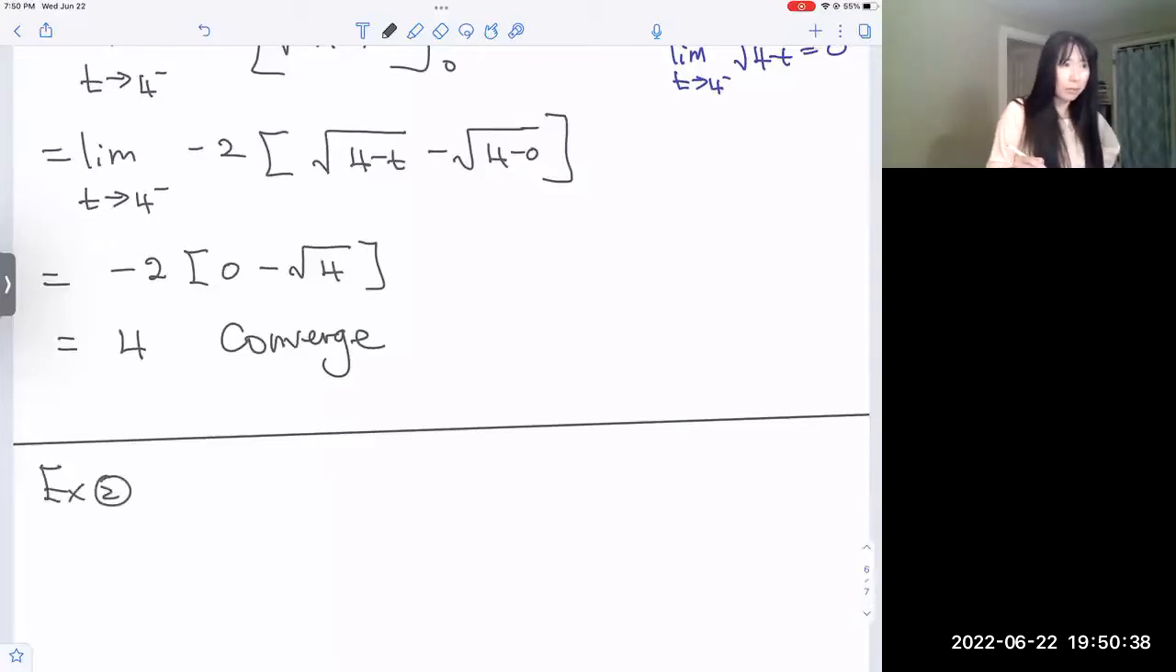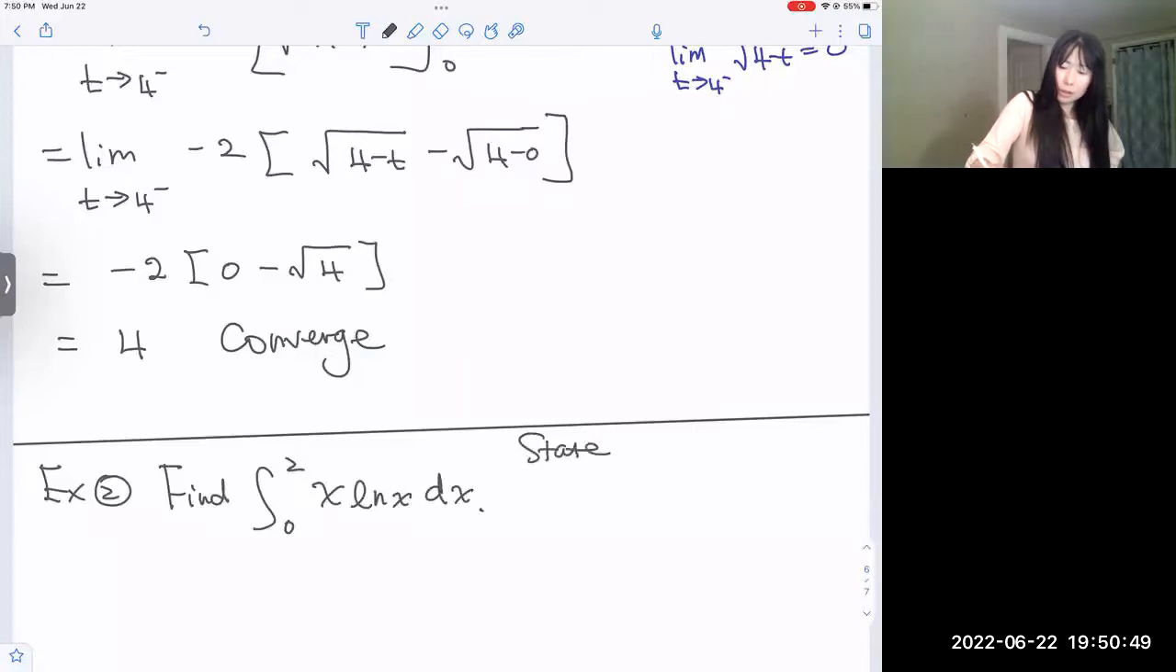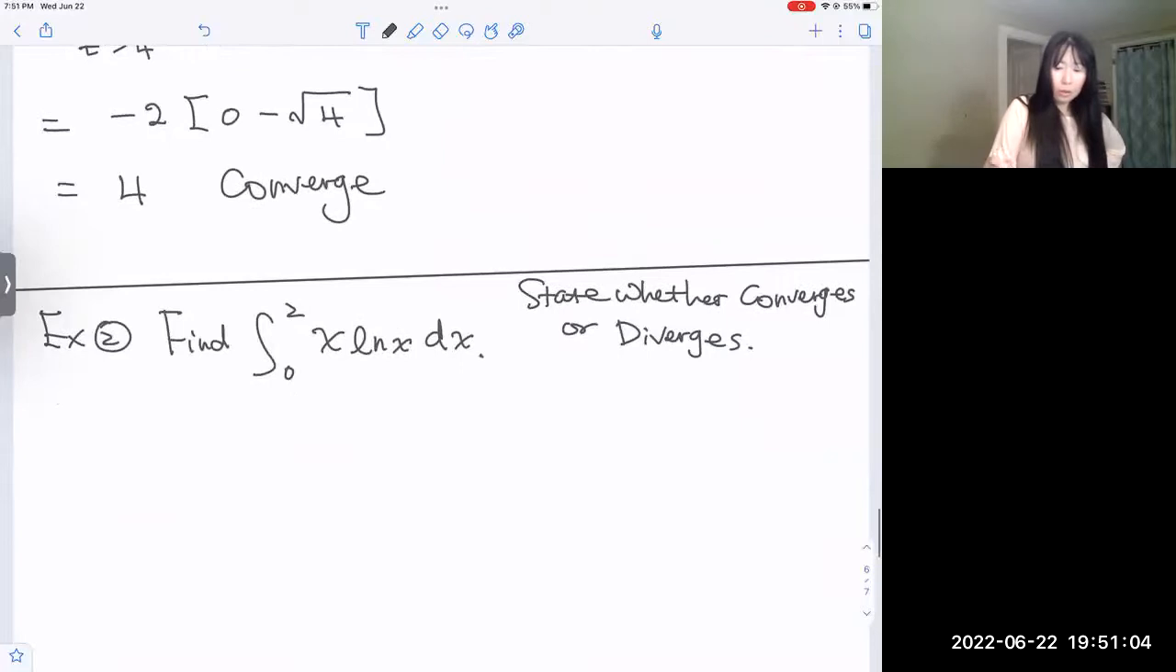Okay, we have the integral from 0 to 2 of x ln x dx, and state whether, let me make it short, it converges or diverges. Okay, now look, we have ln x there, right? Then ln x.